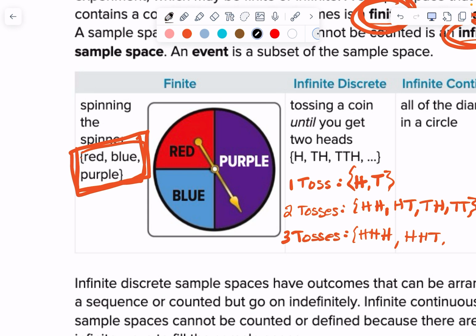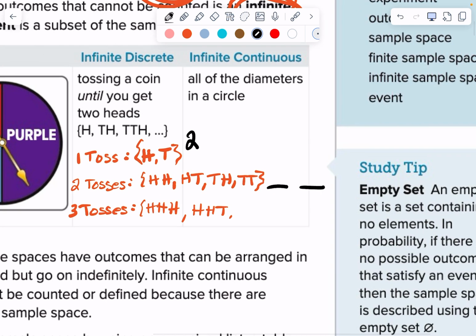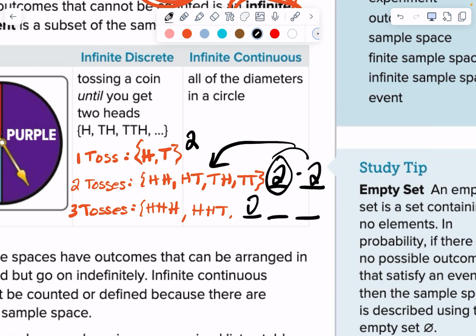Okay, let's talk about this. 1 toss, I could get a heads or a tails. That was 2 different outcomes, right? 2 tosses. How many different outcomes could this one be? Oh, 2 times 2. This one could be 2 as well, which makes 2 times 2. That's 4 different possibilities. If I'm tossing the coin 3 times, I have 3 outcomes, 2 times 2 times 2, which is not 6. No, it's 8. There are 8 different lists in here, right?